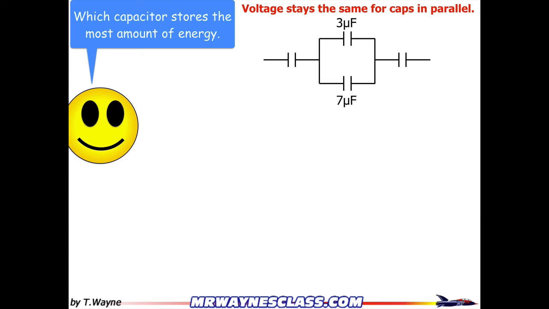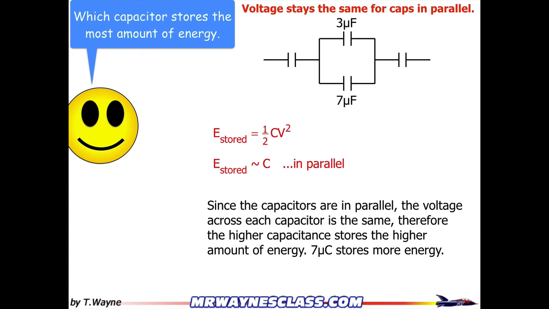Another question, which capacitors store the most amount of energy? The 7 or the 3? Okay, let's look at the answer. So the total energy stored is equal to 1/2 CV squared. In this example, the voltage is the same for capacitors in parallel. So the voltage isn't a factor here. So what we're saying is that the energy in a parallel circuit is directly proportional to the capacitance. In other words, the bigger the capacitance, the more energy it can store in a parallel circuit. So that means that the 7 is going to store more energy than the 3 in this circuit.